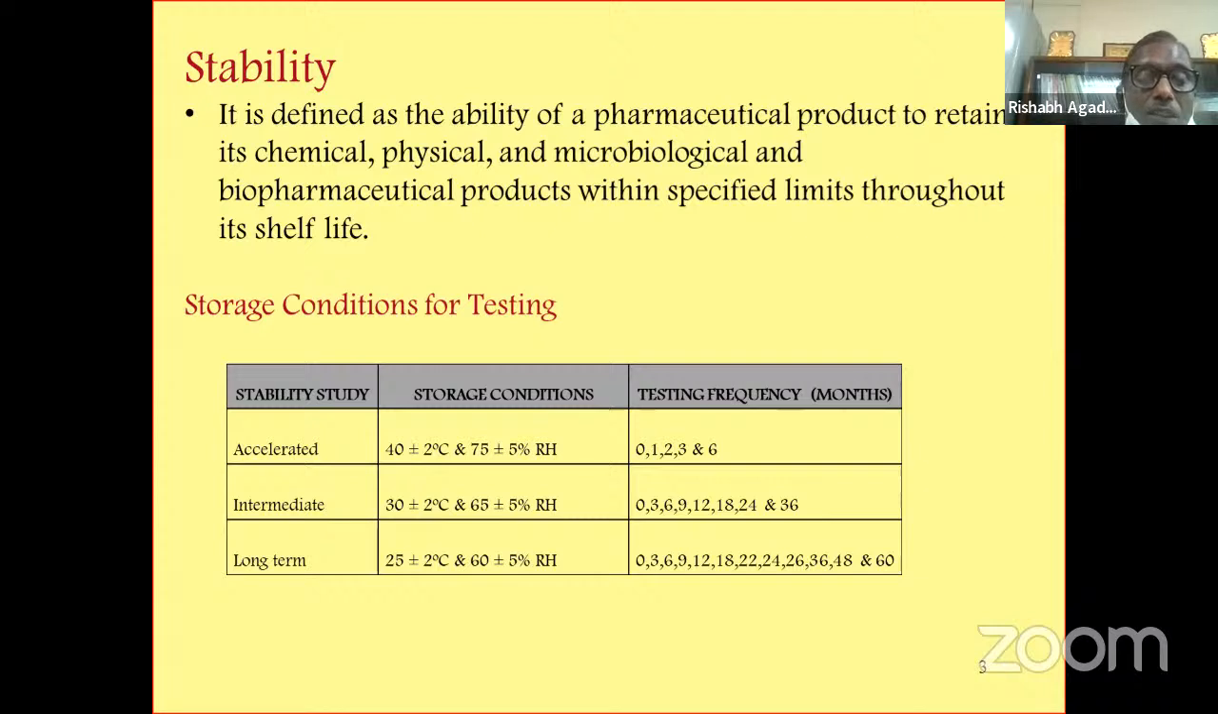Now we are aware of the storage conditions for testing. In the normal way, the stability study that we carry out is either accelerated, intermediate or long term. In the case of accelerated, it is 40 plus minus 2 degrees Celsius and 75 plus minus 5% relative humidity, and the testing frequency in months lasts from 0 to 6 months. For intermediate, again 30 to 32 degrees and 65 plus minus 5% relative humidity, and the testing frequency will be from 0 to 36 months. For long term, the storage conditions will be 25 degrees with a variation of 2 degrees and relative humidity of 60 to 65%, and the testing frequency will be from 0 to 60 months, almost 5 years. So while considering these storage conditions, stereochemistry will play a vital role in all conditions: accelerated, intermediate and long term.